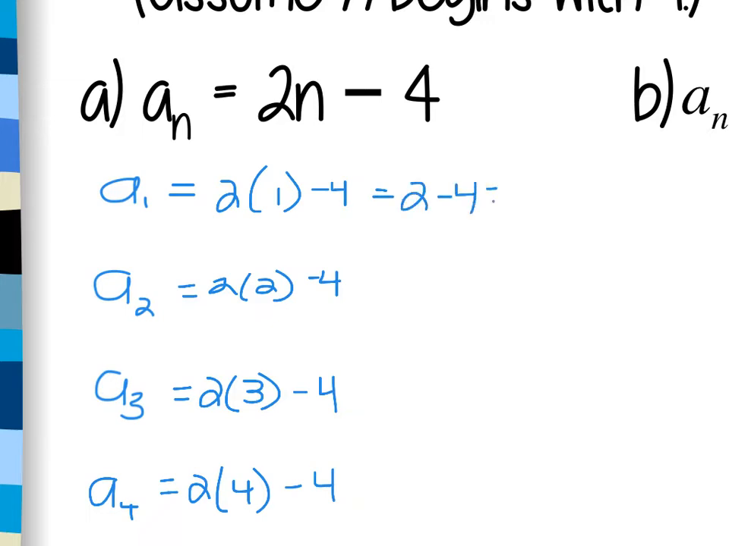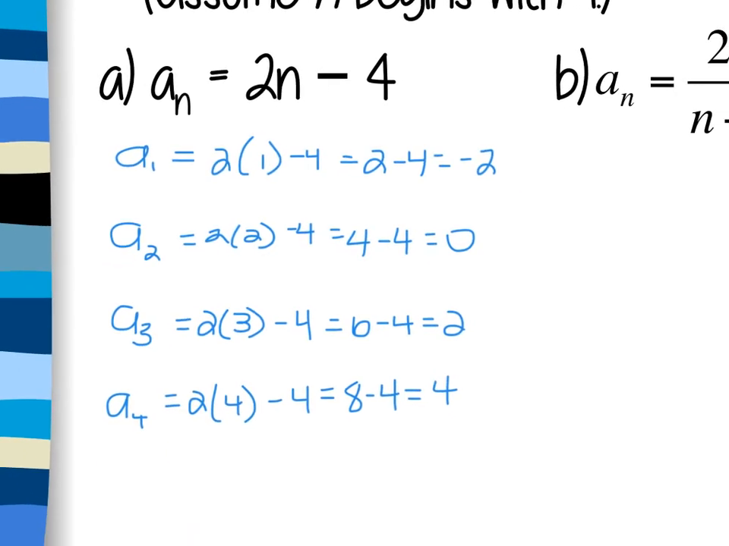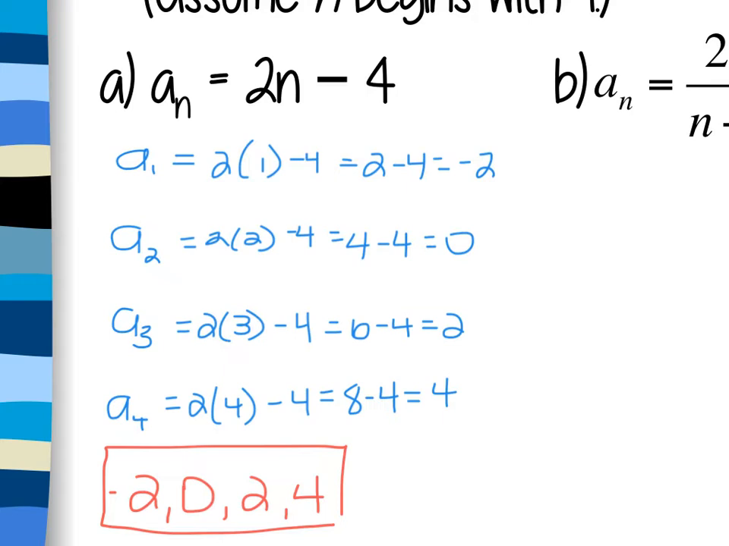2 minus 4, which is negative 2. 4 minus 4, which is 0. 6 minus 4, which is 2. And 8 minus 4, which is 4. And then you would list your answers in the order that you got them. So negative 2, 0, 2, and 4 are the first 4 terms in this series.